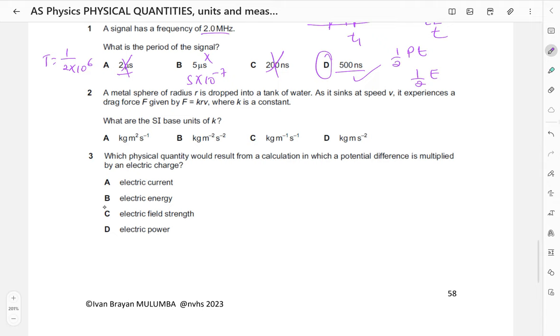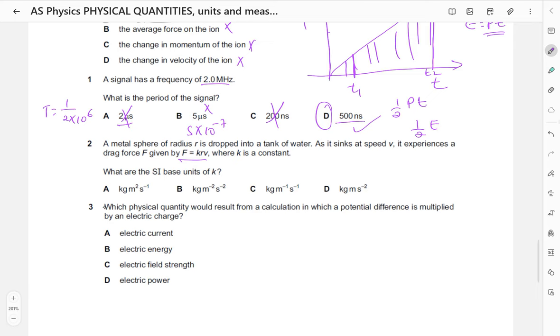A metal sphere of radius R is dropped into a tank of water. As it sinks at speed V, it experiences a drag force F given by F is equal to KRV, where K is a constant. What are the SI base units of K? So I will make K the subject. K is equal to force divided by R times V.